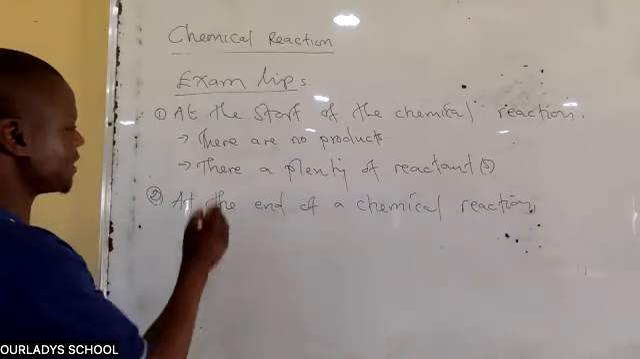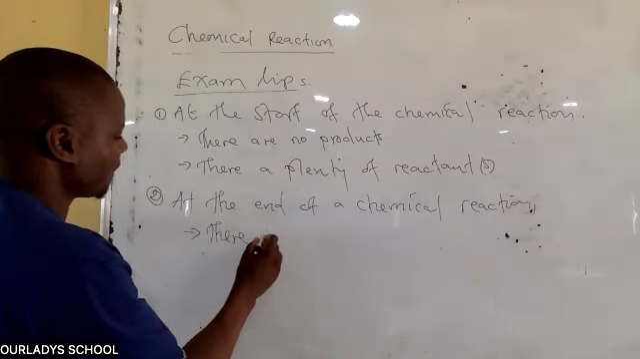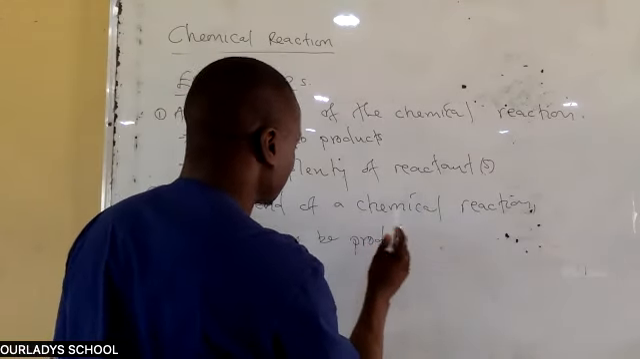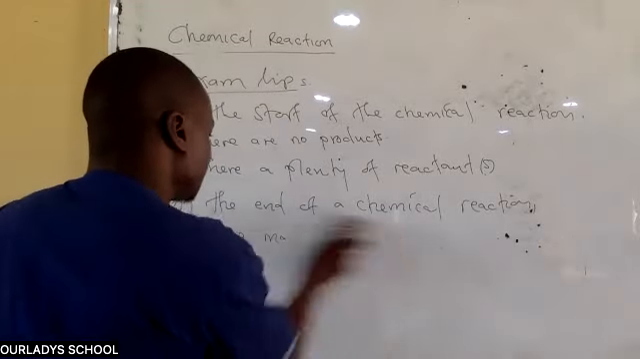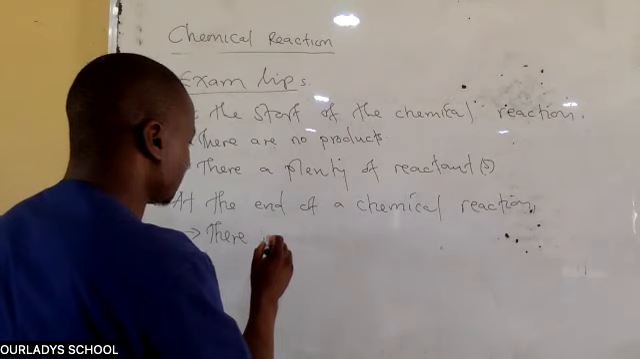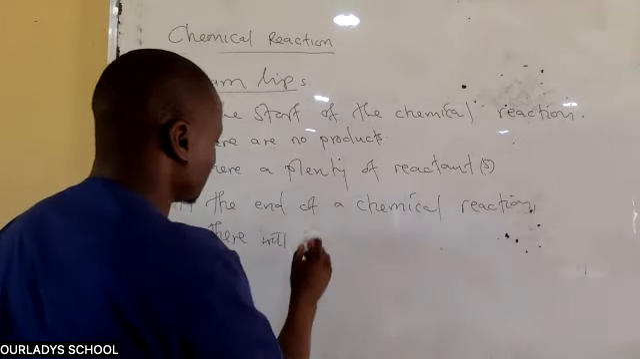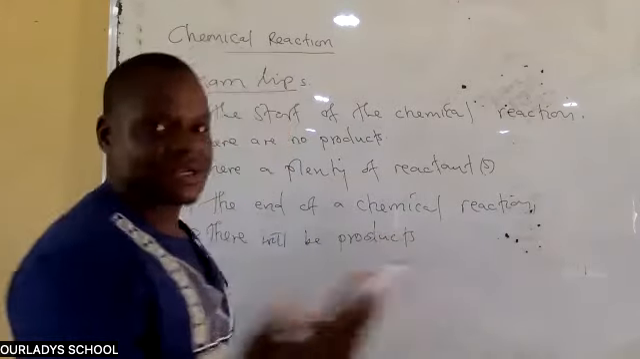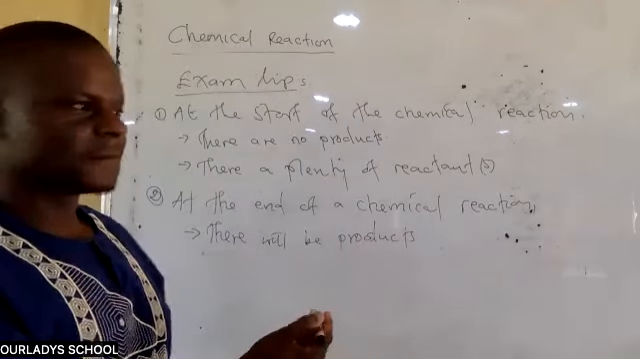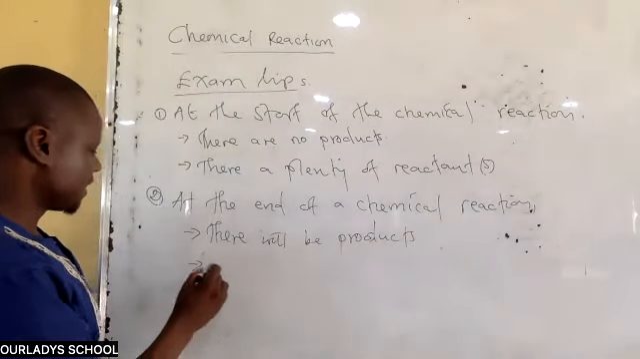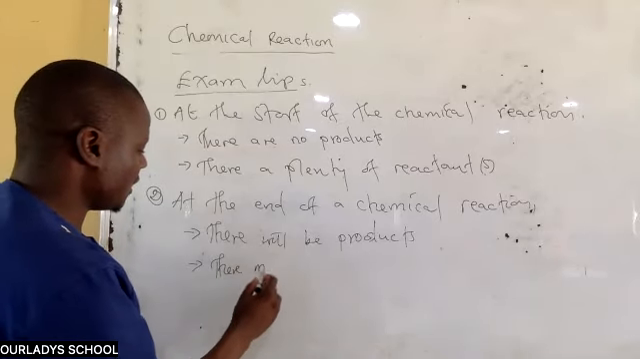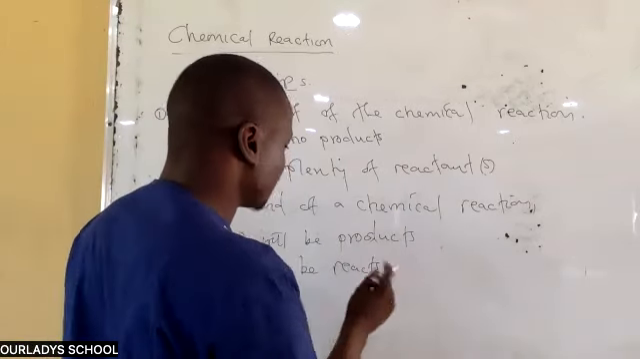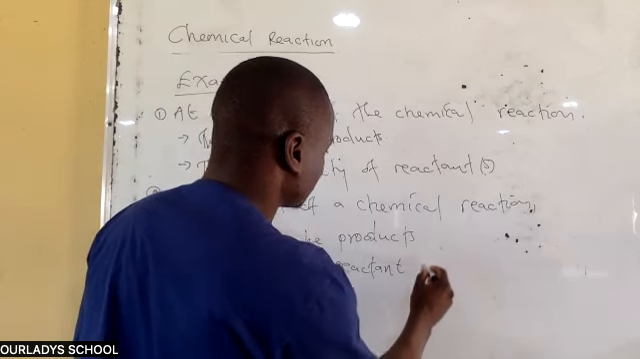So at the end of the reaction, there may be products. Products are there for a successful one. There will be products, because that's why we are calling it a success, because products are there. What else do you expect? There may be reactants or a reactant present.